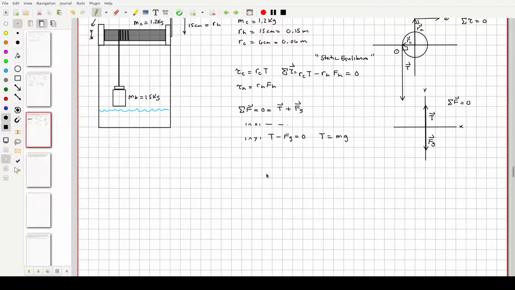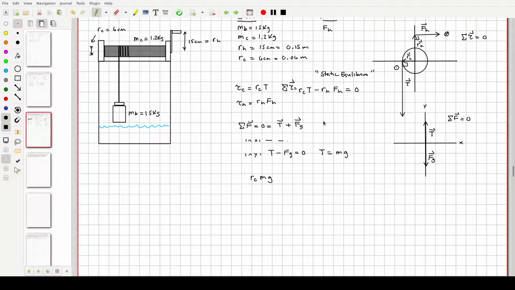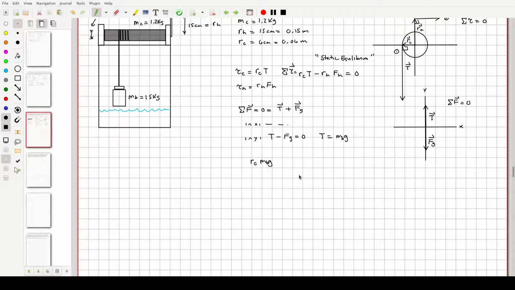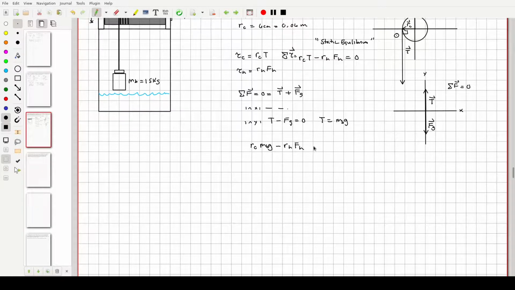So if I take my equation here for torque, I have R sub C times T. T is just mg. Now, which m is this? This is the mass of the bucket, so I should be specific about that. Sorry, M sub B. Minus R sub H times F sub H. And this is equal to 0. So we're trying to find F sub H. That's all you're solving for. So if I move this to the other side and then divide through by R sub H, I get this.